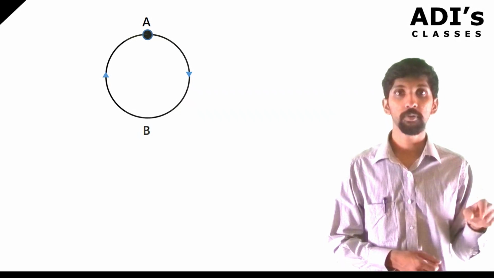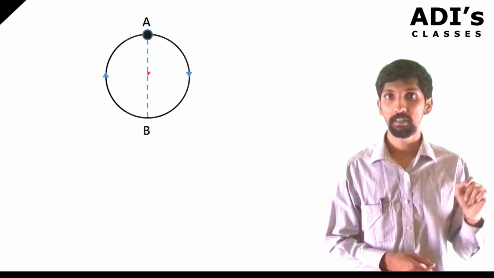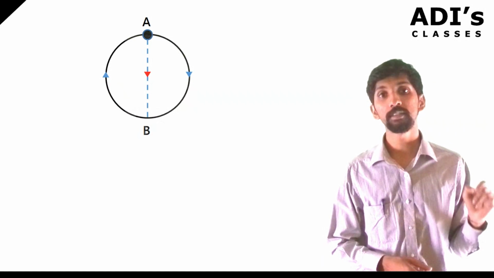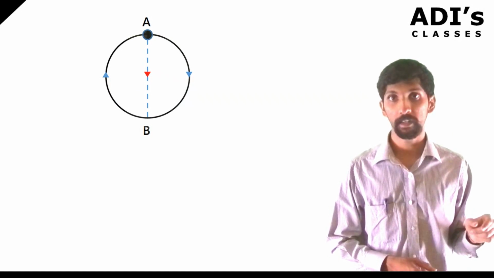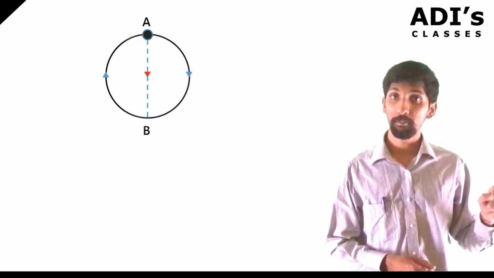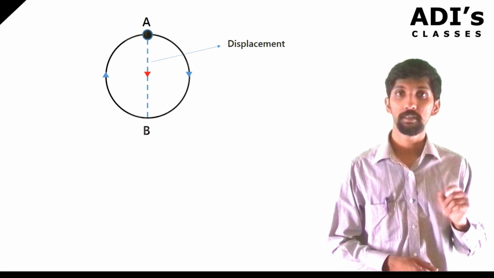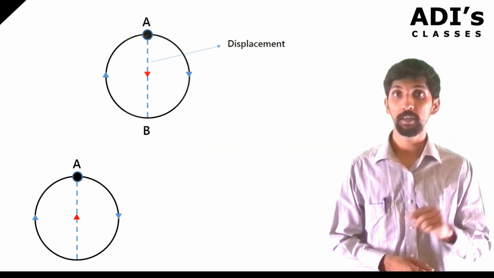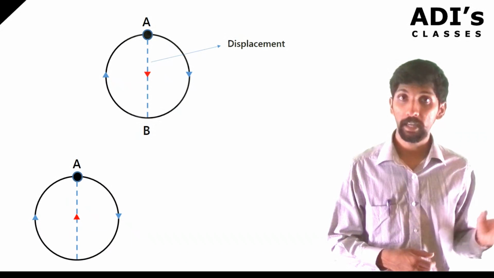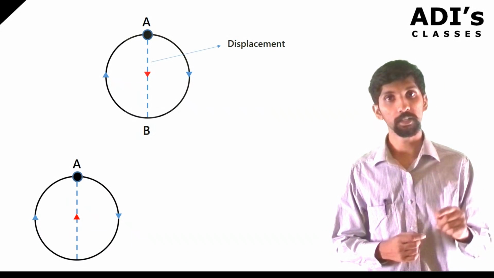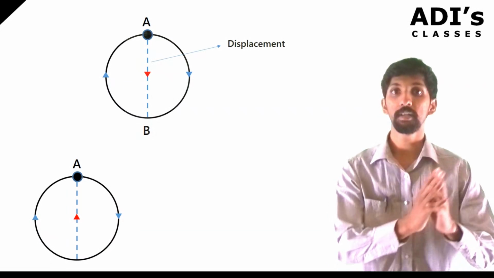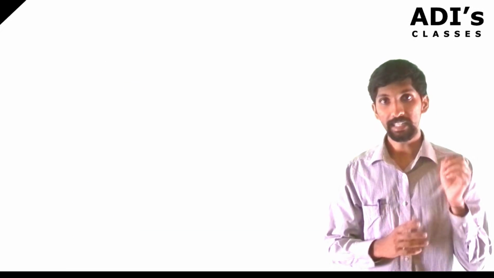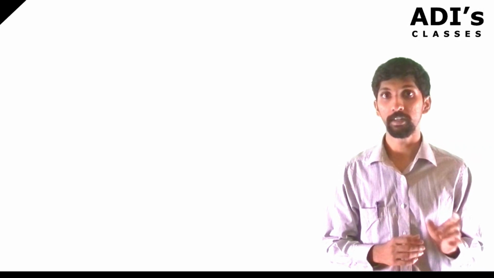Now, this is the circumference, so this is where I'm running, right? But displacement is the shortest distance, right? It's nothing but the diameter of the circle, from A to B. Now again from B I'm going back to A, correct? So from B to A we are moving. Now again the diameter but in opposite direction, right? So in this case displacement becomes 0, because displacement is a vector quantity.